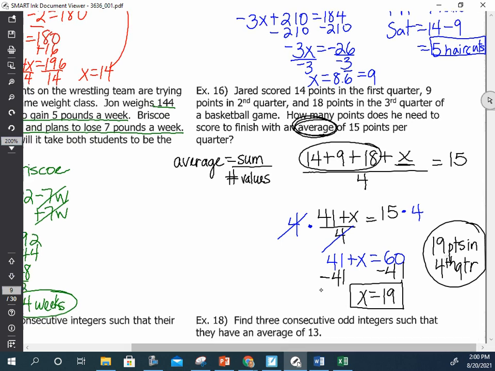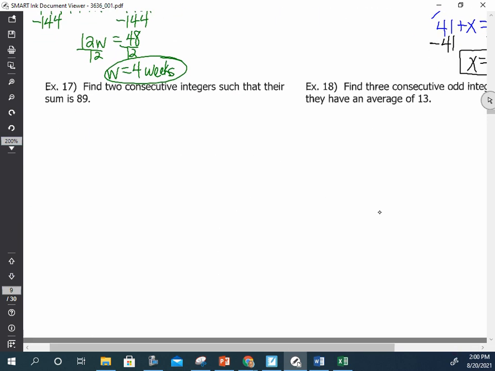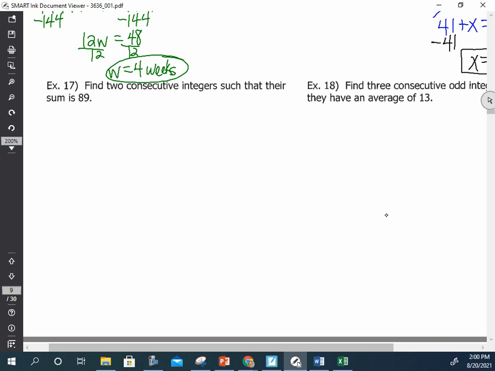The first thing that we have to keep in mind is, what is a consecutive integer? Consecutive basically means back-to-back numbers.